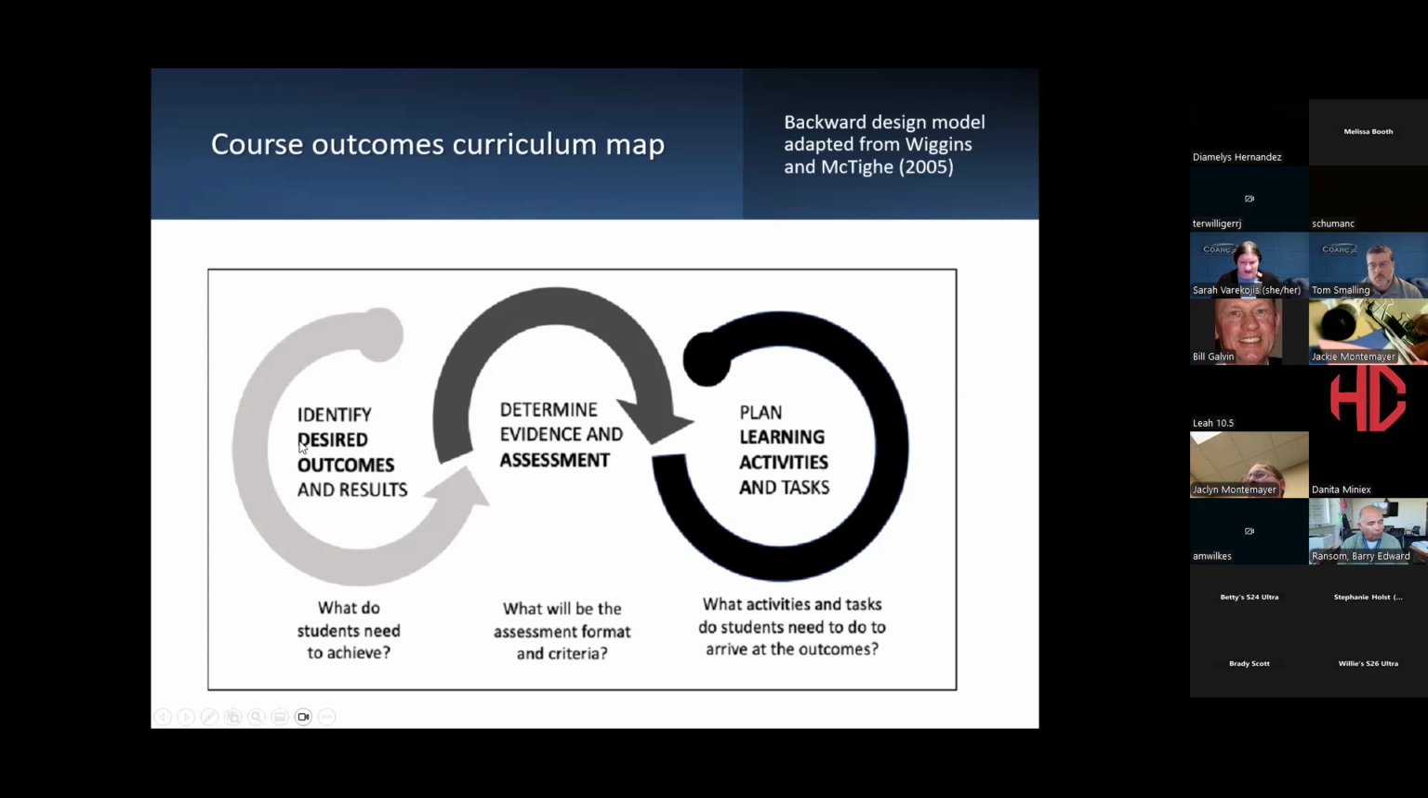Then, once that's determined, you figure out what evidence, assessment format, and criteria you're going to use to see if they've met the outcome. Then you start to think about learning activities and tasks. So again, don't start with the tasks, you start with the outcome.